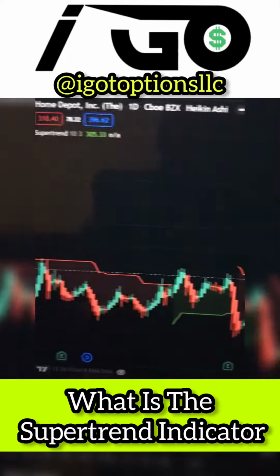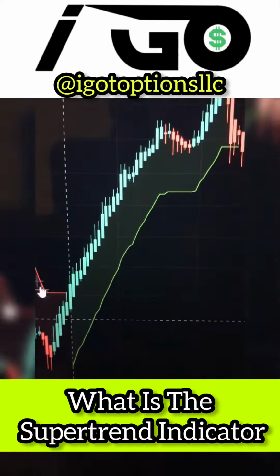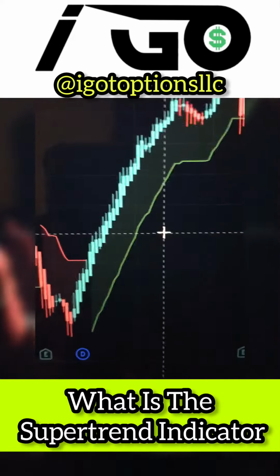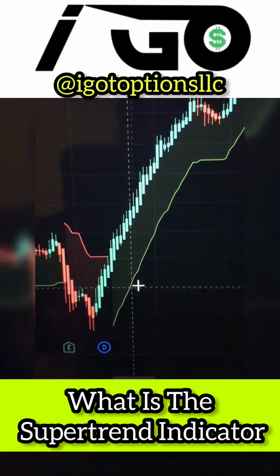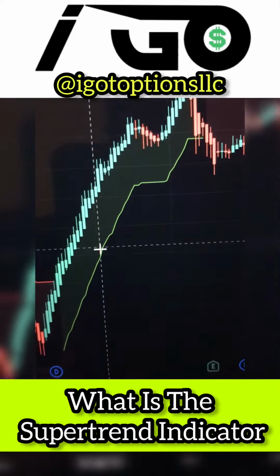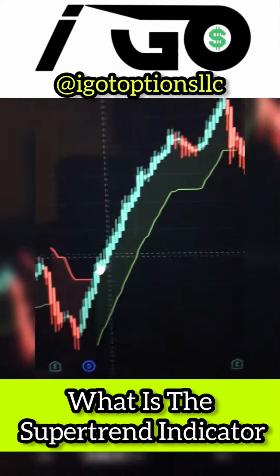I'm looking at Home Depot on a daily chart. That means each little candlestick that you see represents what the price of this stock did in one day. The Supertrend indicator is this thing right here that's flashing on and off. It has this little green line under the stock price and this little red line. This is what the Supertrend indicator looks like.